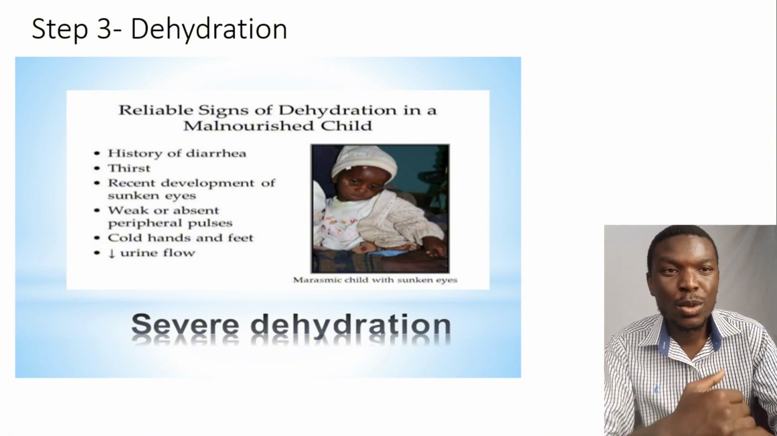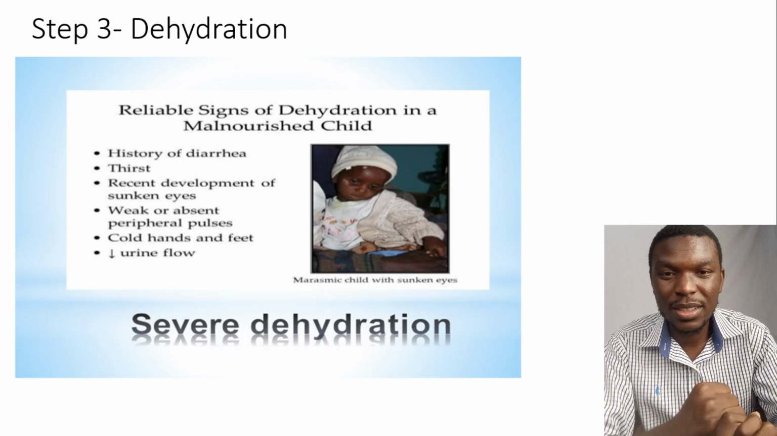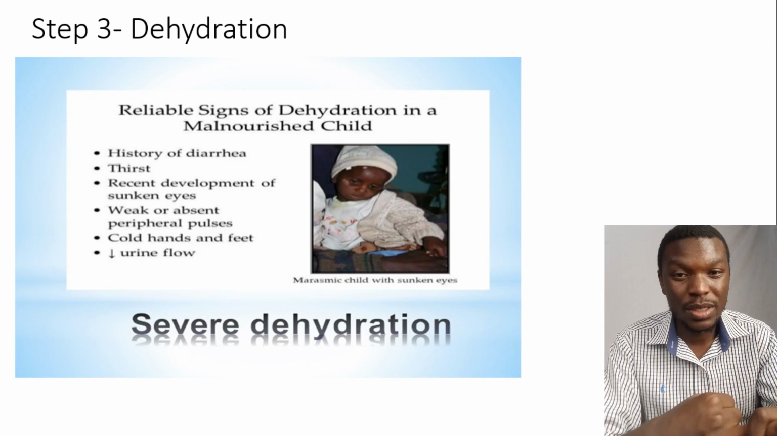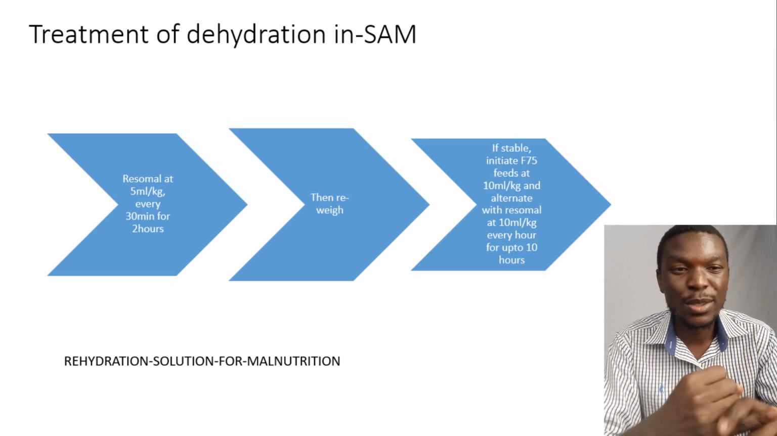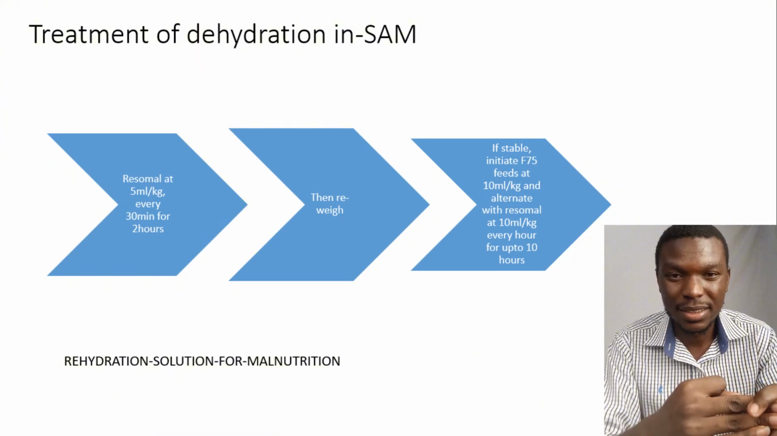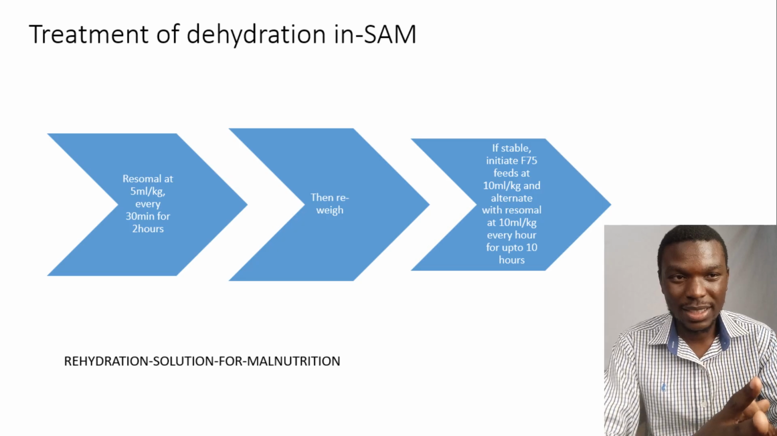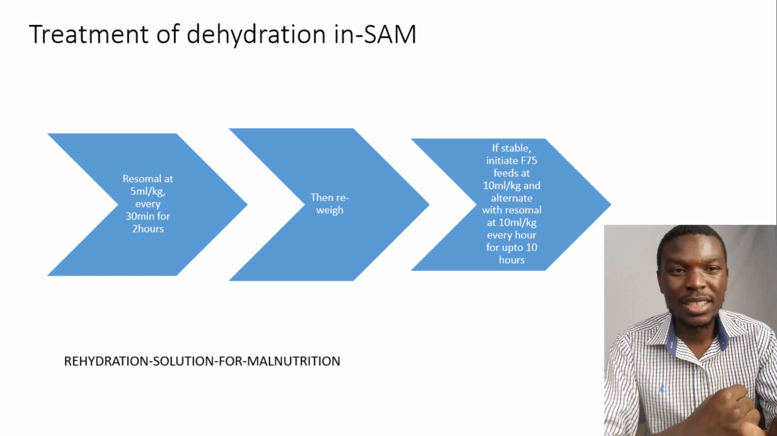So, what do you do to treat this dehydration in these kids? You have seen that the child is dehydrated, so you give fluids. The kind of fluids that you give in malnourished kids is called ReSoMal, rehydration solution for malnutrition. This is specifically for pediatrics or malnourished children. You give 5 ml per kg every 30 minutes for 2 hours.